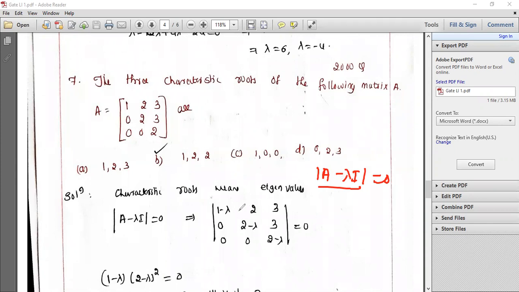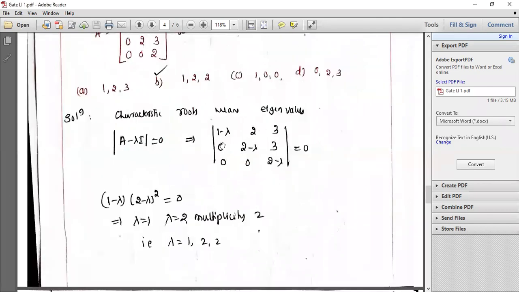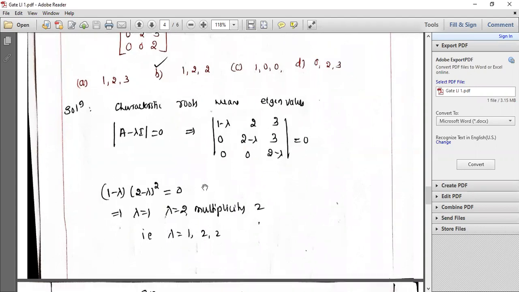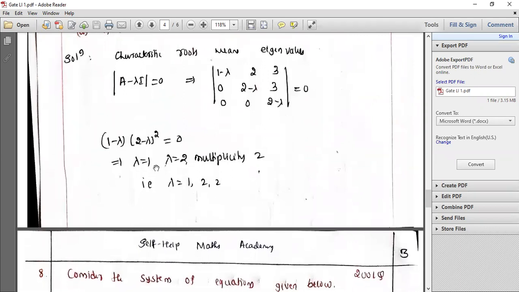So this is 1 minus lambda, 2, 3; 0, 2 minus lambda, 3; 0, 0, 2 minus lambda, which is equal to 0. Since you can see here there are two zeros in the column, this is only 1 minus lambda into 2 minus lambda into 2 minus lambda, because it is an upper triangular matrix. Therefore the value of the determinant is the product of its principal diagonal elements. So it is 1 minus lambda into 2 minus lambda the whole square, which is equal to 0. Clearly from this, lambda is equal to 1 and lambda is equal to 2 with multiplicity 2.